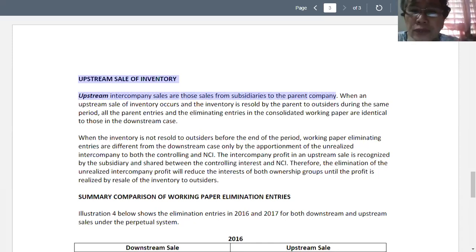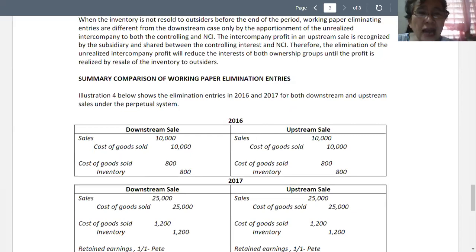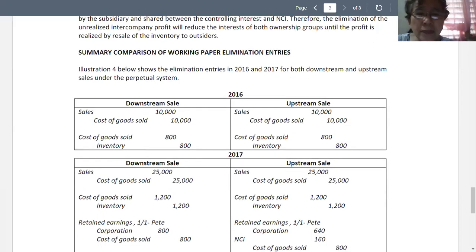Okay? Therefore, the elimination of the unrealized intercompany profit will reduce the interest of both ownership groups until the profit is realized by resale of the inventory to outsiders. Now, we have the summary of comparison of working paper elimination entries regarding the downstream and the upstream sale.